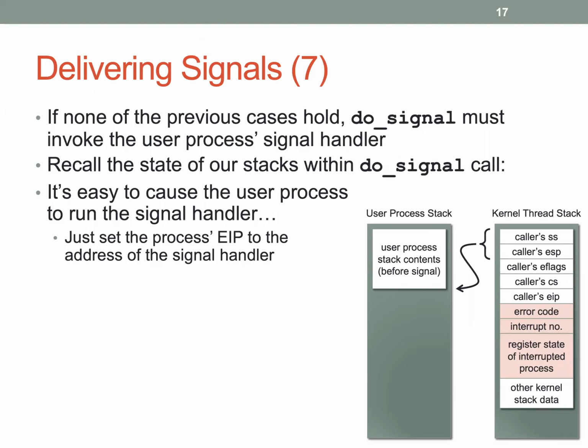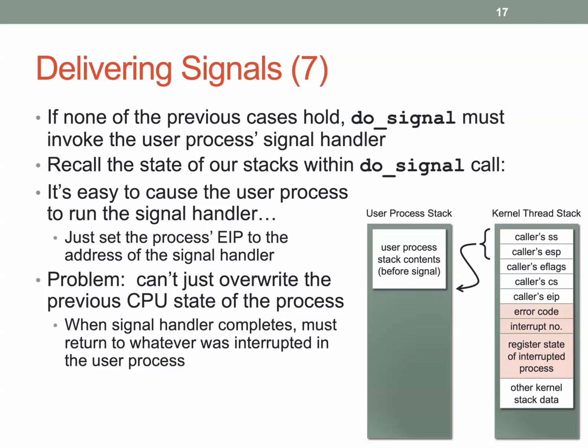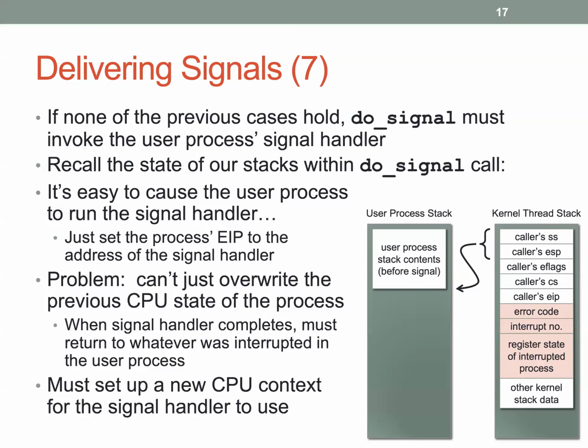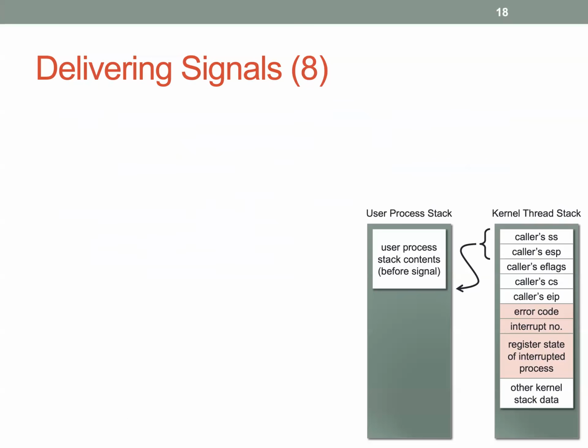Now that's the first issue. The second issue is this kernel thread stack is going to be empty by the time we get back to the user process, because remember, we're popping stuff off of it as we leave the kernel. So this stuff is going away. Clearly, we can't store information about the signal handler or what was interrupted on the kernel thread stack. So hopefully you're seeing the obvious conclusion, which is it ends up on the user process stack. As I say here, you can't just overwrite the previous CPU state of the process. So we set up more information on the user thread stack, and that's how this magic works.